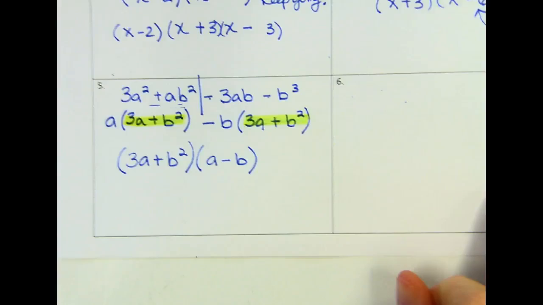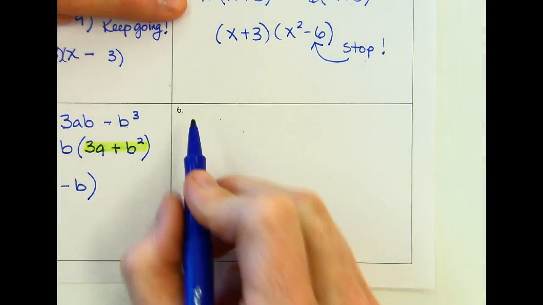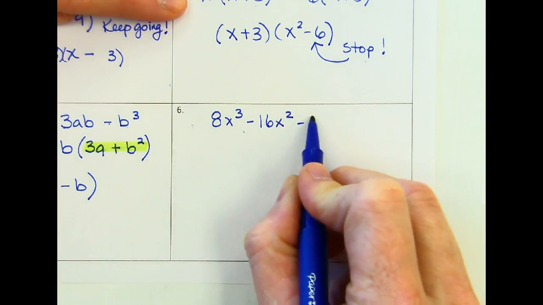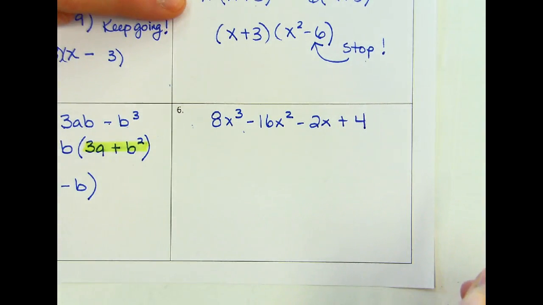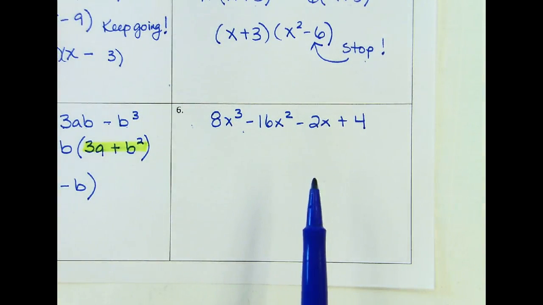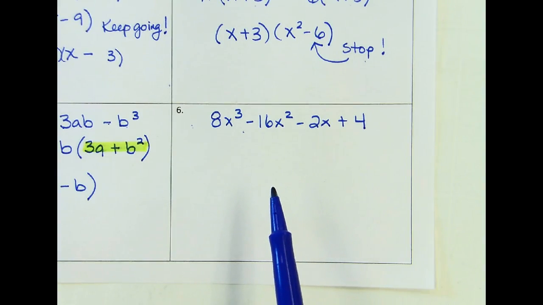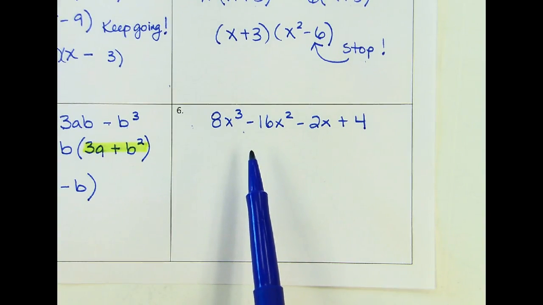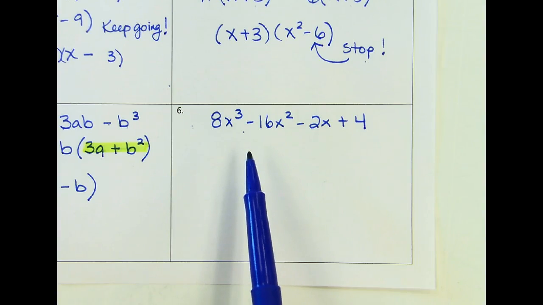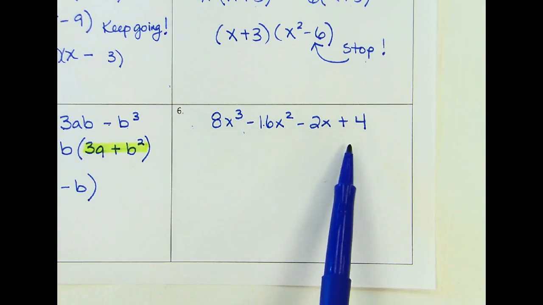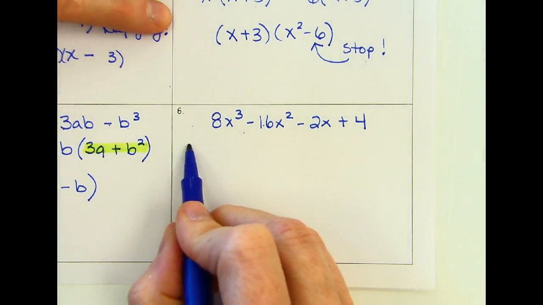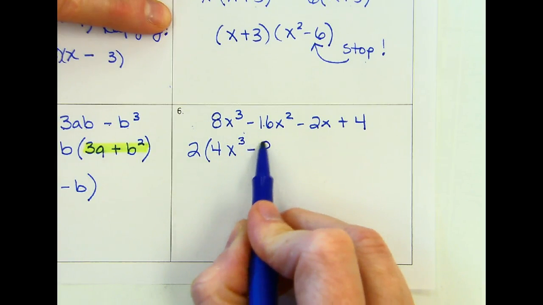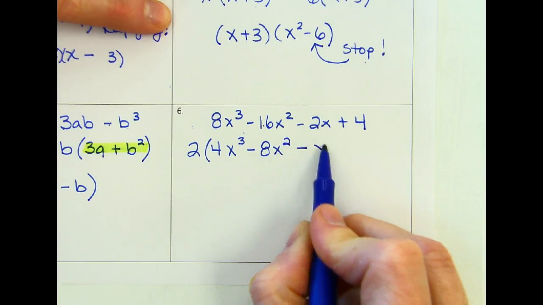Now, the very last problem, please write this one down. It is 8x cubed minus 16x squared minus 2x plus 4. Now, as I look at this one, hopefully you can realize something. When we are factoring, we always look for the greatest common factor first. Now remember, if you don't do that first, you're just creating more work for yourself in the end. But I'm realizing that everything has a 2 in common. So the first step would be take the 2 out. So I would get 4x cubed minus 8x squared minus x plus 2.